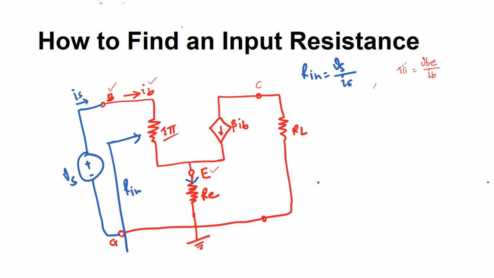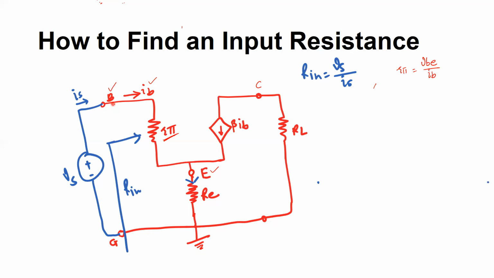And this time we are going to talk about the equivalent model of a BJT that is shown on your screen. And our job is to find the input resistance of this model. Before I explain how to find that, I want you to understand what this model is about.